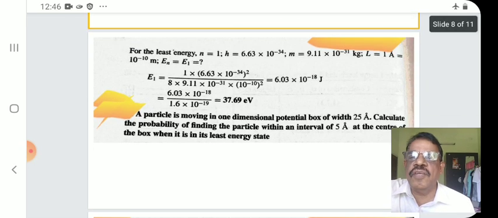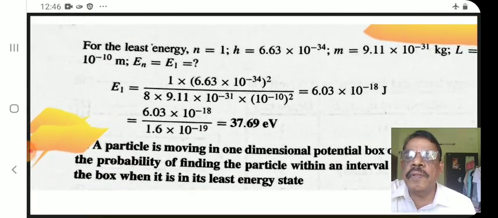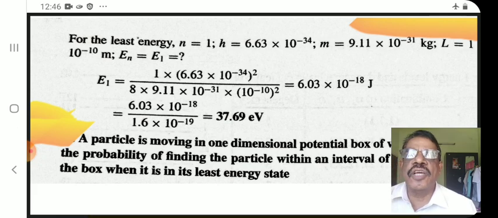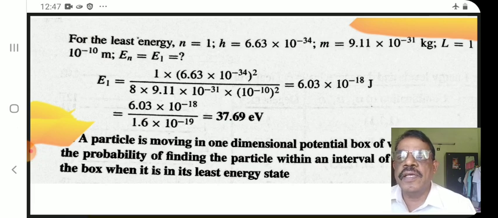So the ground state energy we are calculating. You can use any formula. Here we have calculated using L. That is n is 1, h is given, m is given, L is given. Ground state energy is 1 into n square, 1 into 6.63 into 10 raised to minus 34 square by 8 into 9.11 into 10 raised to minus 31 into 10 raised to minus 10 square, which is 6.03 into 10 raised to minus 18 joule. Convert into eV, we get 37.69 eV or 37.7 eV.